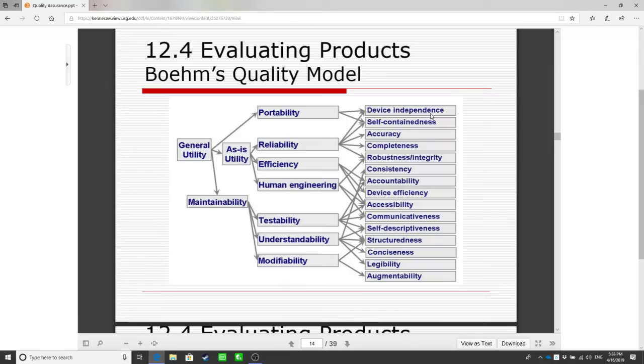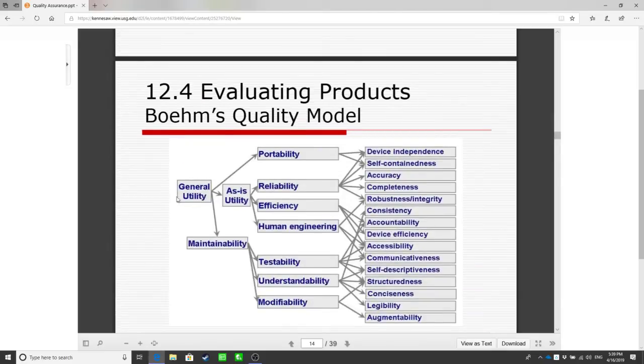Like if the device is independent, accuracy, completeness, consistency, we all have metrics to measure them. So with this model, we can measure the general utility from the layers up. You measure those things.